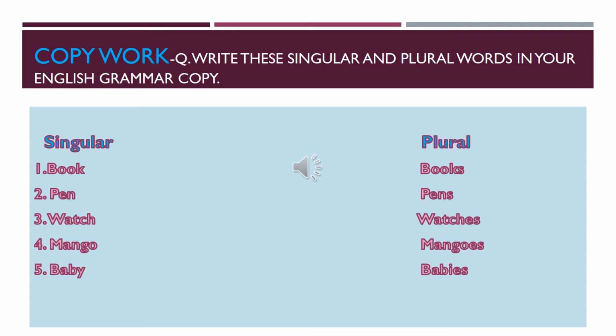The first singular word is book, books, pen, pens, watch, watches, mango, mangoes, baby, babies. All the plurals have different spellings. For example, in book and pen we have added s only. In watch and mango we have added es, and in baby, y turned into ies and formed babies.